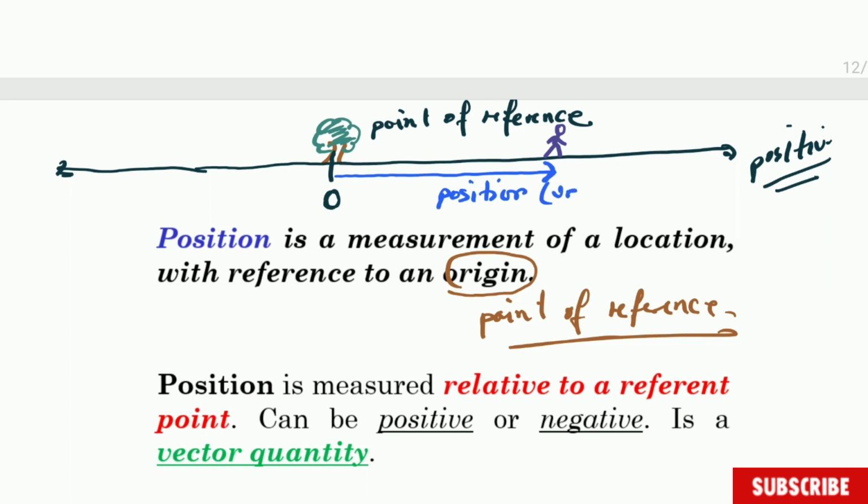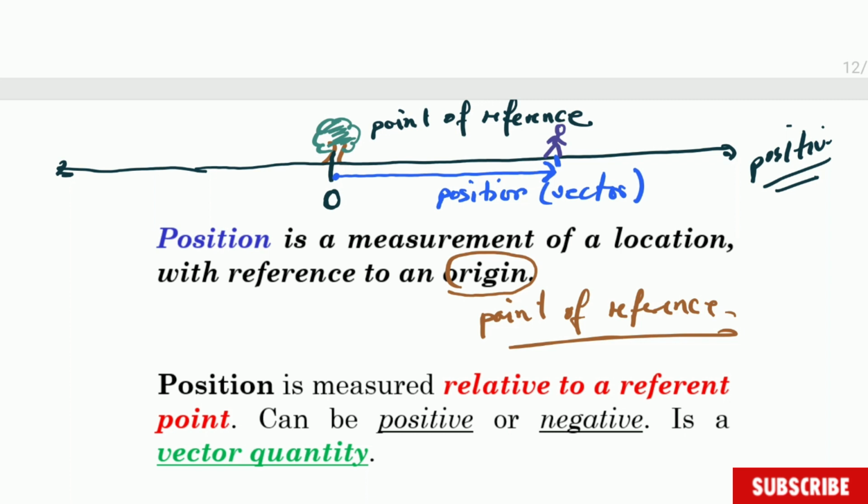It's a vector, and it's very important. This is the position of that person. It's a vector that is going from the origin to the place where that person is allocated, or the location where that person or that object is. For instance, in this case, it's a positive position.